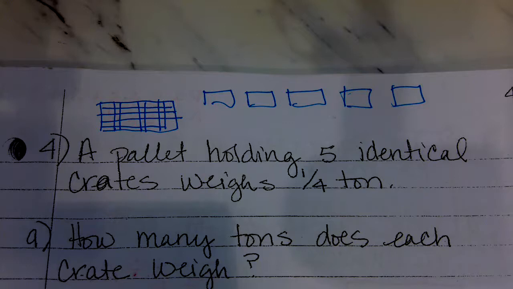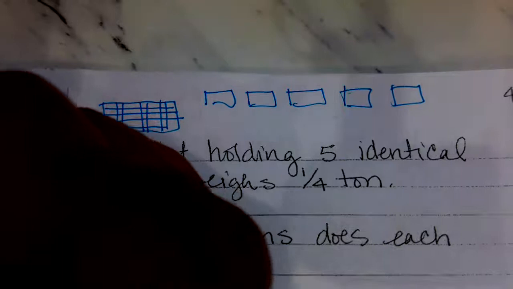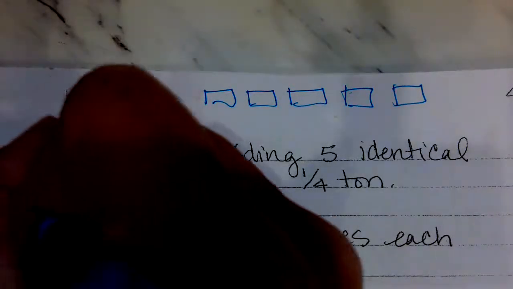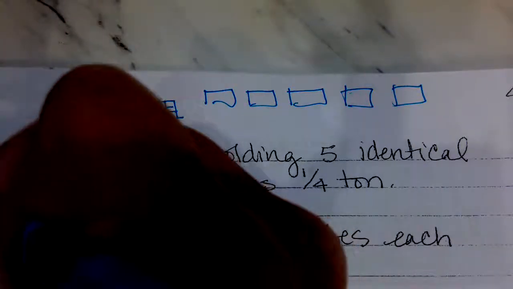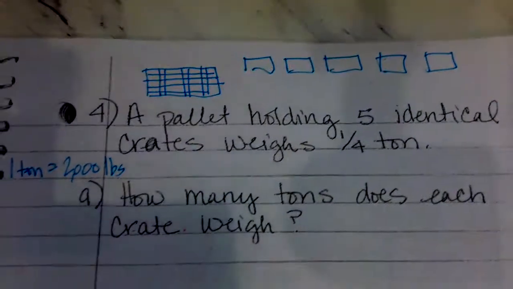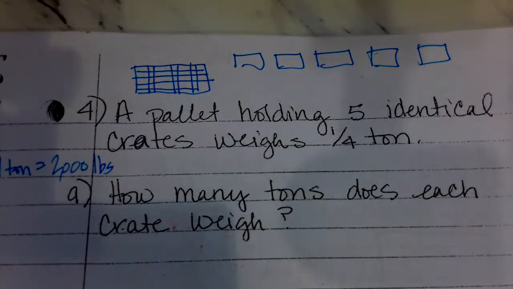Well, how much is in 1 ton? Well, 1 ton is equal to 2,000 pounds, right? Okay, that's what we know. So question 1: how many tons does each crate weigh? Okay, so I need to break that up. So what do we know? How do we attempt this? I want you to go about this the same way we just started that last problem. Go to what you know.